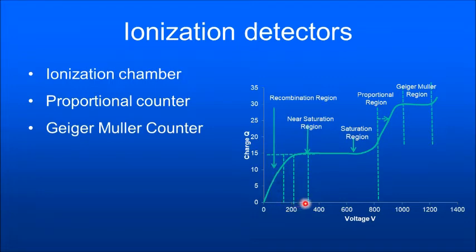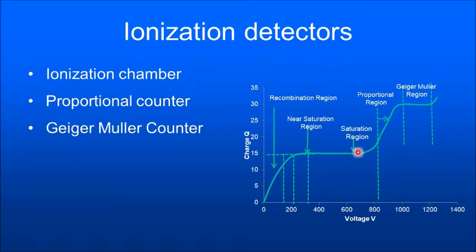As I further increase the voltage, it goes to almost a saturation region. That is, there are no more ions to get collected. It is saturated. And this region is called the near saturation region. If I increase the voltage further, it goes to a complete saturation. And this region is called the saturation region.